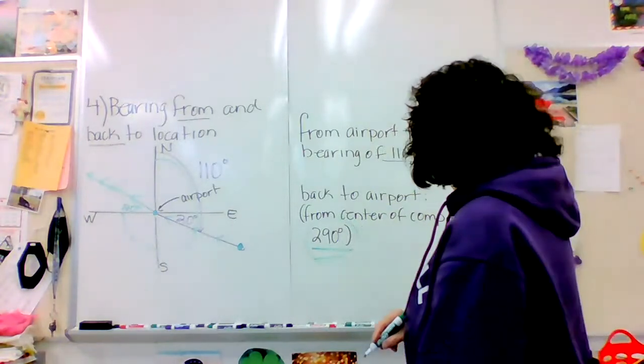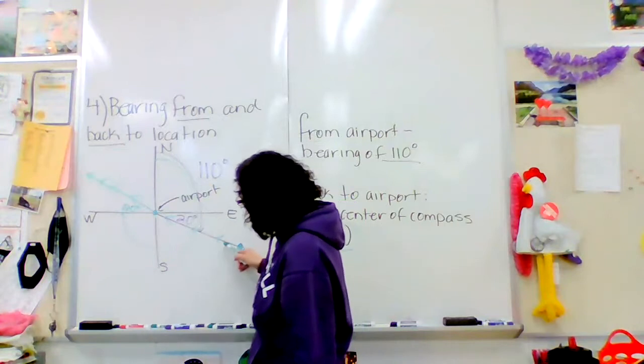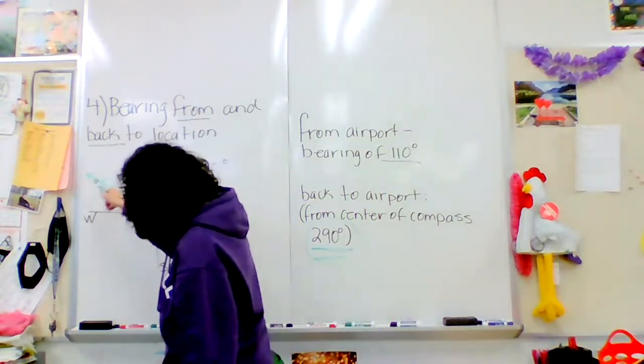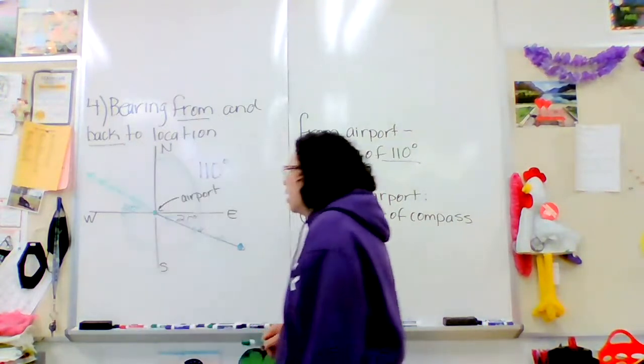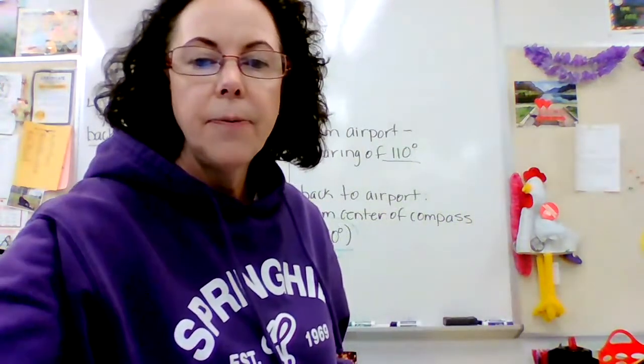Again, your bearing from the airport is 110 degrees. The flight back comes from the center. That is a bearing of 290 degrees. So let's try some examples now.